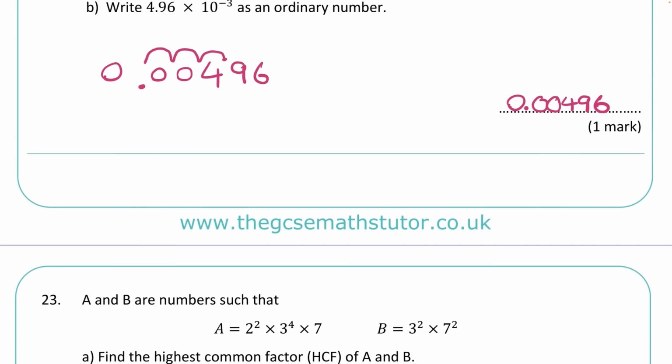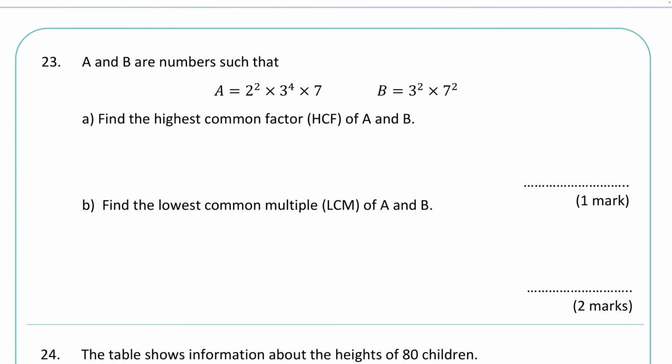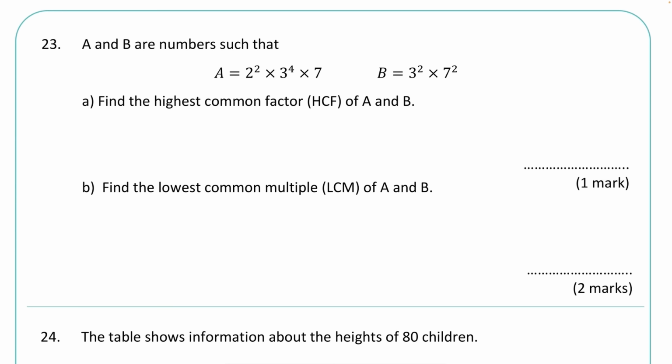Okay, on to our next question. So this question here is asking us to look at the highest common factor and the lowest common multiple of these two numbers, but the numbers are given to us in prime factor form. So to find the highest common factor or the lowest common multiple is a really nice method for this. We just need to write these prime factors out in sort of long form so we can see what it looks like.